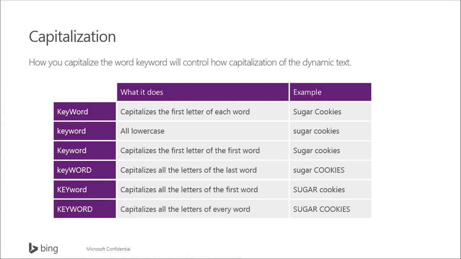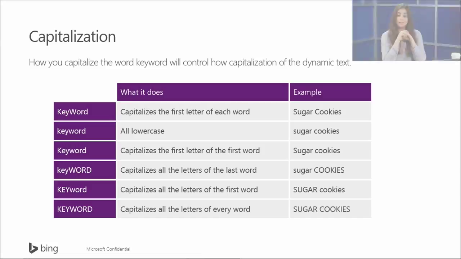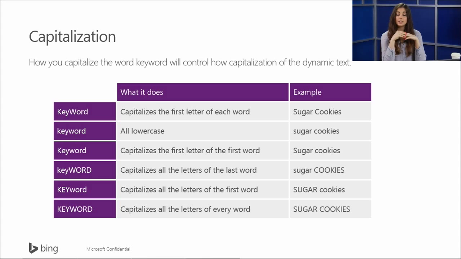So capitalization, again, when you're typing the word keyword into the formula. Few different ways that you can do this, and you want to choose the option that is going to make sense based on how you format the rest of your ad. So first, you can capitalize K and W in keyword, and that's going to capitalize the first letter of each word in the keyword that's pulled into the ad. So if you capitalize all the words in your ads, that's the one you want to use.